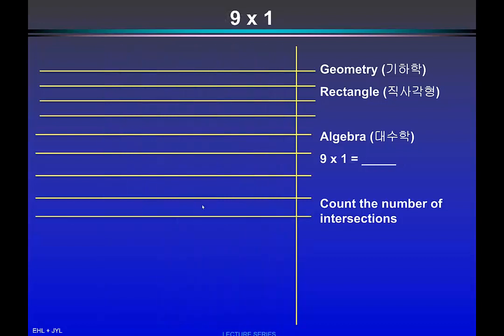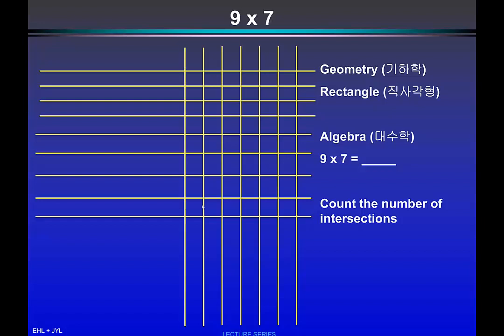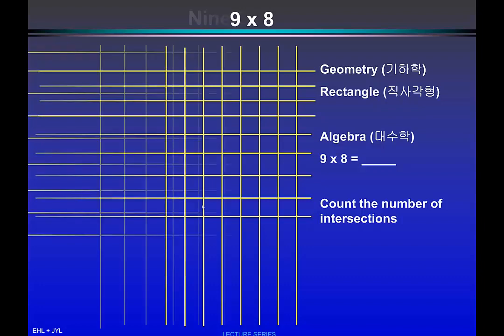And 9 times 1 is 9. 9 times 2 is 18. 9 times 3 is 27. And 9 times 4 is 36. 9 times 5 is 45. 9 times 6 is 54. 9 times 7 is 63. 9 times 8 is 72.